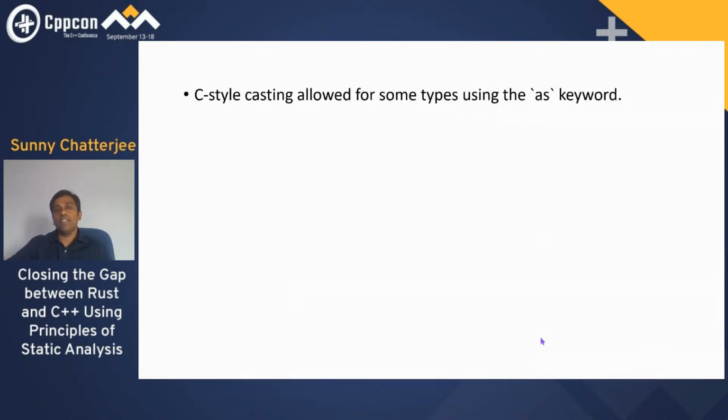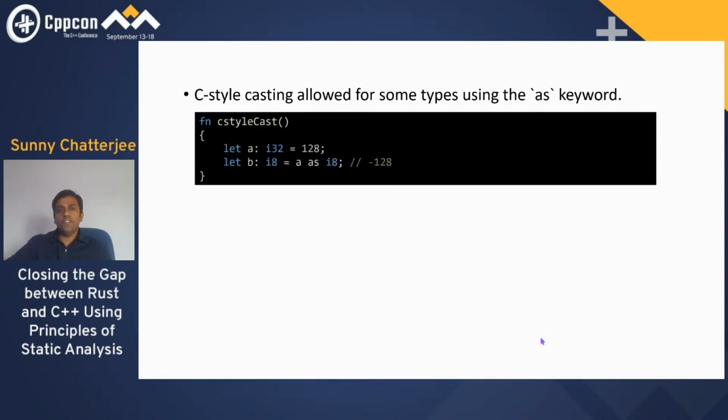It's interesting to note that C-style casting is allowed for some of the types. And as you can see in this example, you have a C-style cast that converts this 32-bit integer to an 8-bit. And it has the usual problems of C-style casting where you can wrap around, you can change the signedness. However, no conversion is allowed from an integer to a bool.